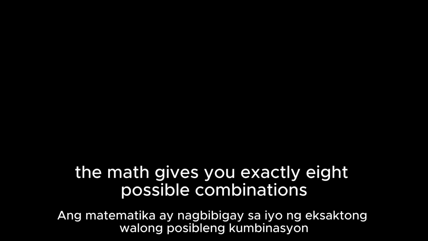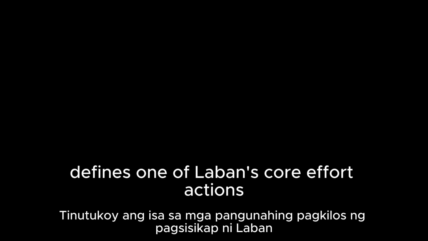The strength remains heavy. And that independence is what allows actors to find nuance, to separate force from speed or focus from lightness. So that immediately gives you a lot more possibilities for expression. If we have three categories, each with two poles, direct, indirect, quick, sustained, heavy, light, the math gives you exactly 8 possible combinations. And each one of those combinations defines one of Laban's core effort actions.